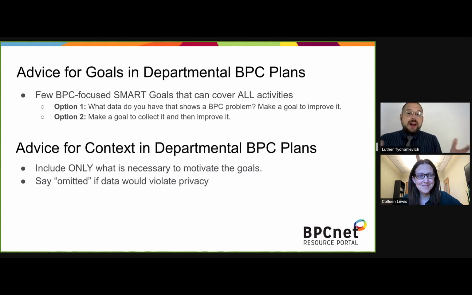But you can have 1 or 2 goals that might cover all of your activities. You may have many different goals. Common ways to think about these goals is if you have some data that shows there's a BPC problem, that shows that some group is not participating at a level you would desire, make a goal to change that data. Or if you don't have such data, make a goal to collect that data and then improve it. When you're thinking about the context, we generally suggest only including what you need to motivate your goals.